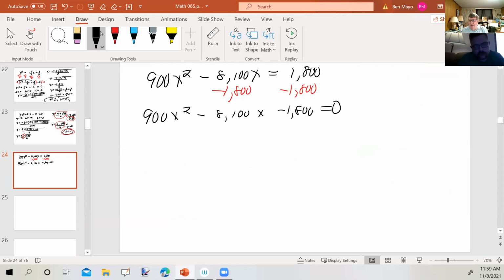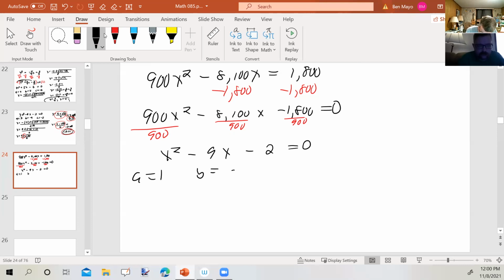I believe I can factor out or divide out a 900. So I get x squared minus 9x minus 2 equals 0. Now, let's say that you don't do that. Let's say you just leave the numbers huge. You can still get the answer. You're just going to have to do a lot of reducing down at the end there.